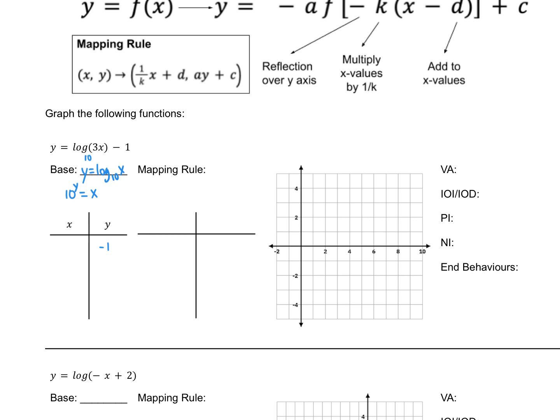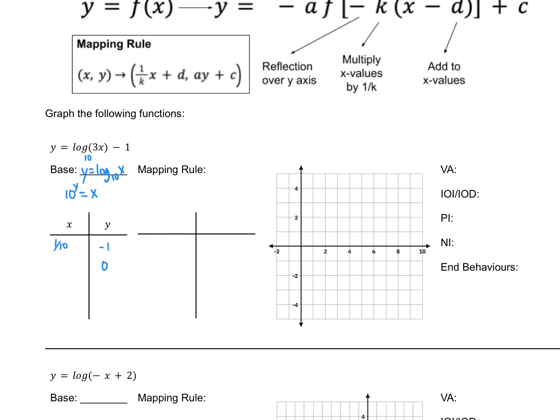So that means to get my x value, I'm going to do 10 to the power of -1. Now that means I'm going to take the reciprocal of my base to turn that exponent positive. So that's actually 1 over 10 or 0.1. Now I'm going to pick 0 for y.